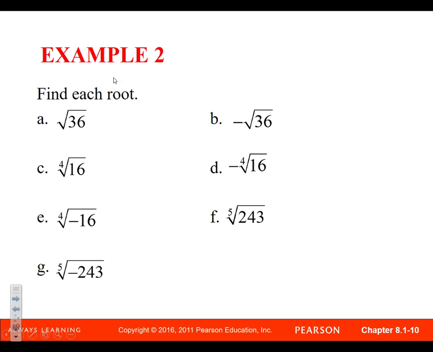So find each root. What's the square root of 36, guys? 6. How about the negative square root of 36? Negative 6. The 4th root of 16? 2. And the negative fourth root of 16? Negative 2. How about the fourth root of negative 16? It's imaginary. Yes, this is going to be imaginary, so we say it's not a real number.